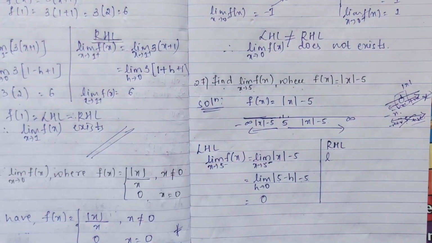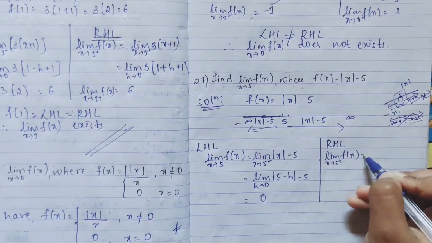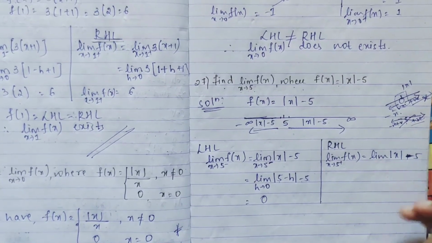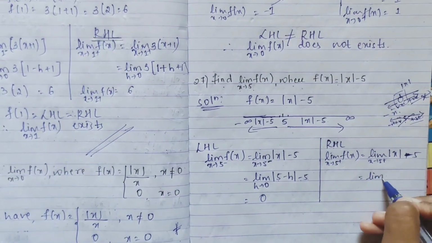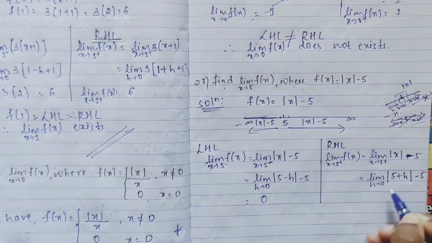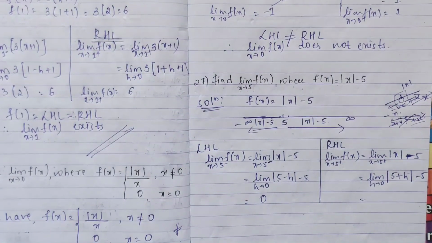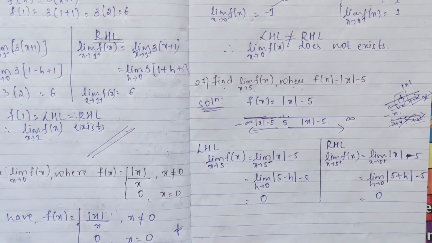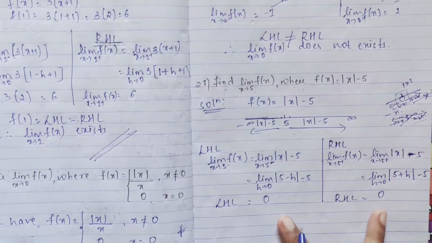Same goes for your RHL, limit f of x as x tends to 5 plus. The question remains the same, that is mod x minus 5 as x tends to 5 plus. 5 plus means you are adding a very minute number, that becomes 5 plus h minus 5 as h tends to 0. Substituting h as 0, mod 5 minus 5, again you are getting 0. So you can see your LHL and your RHL, you are getting 0.